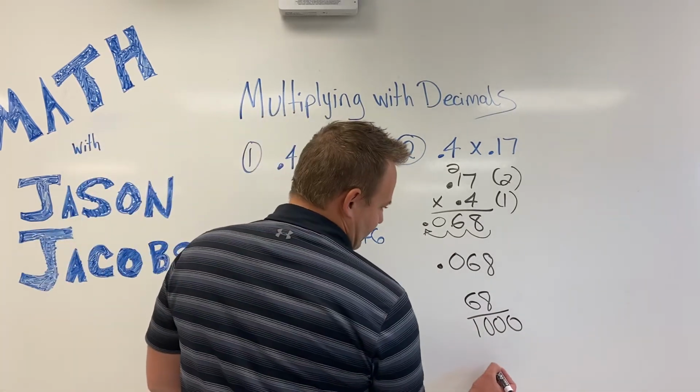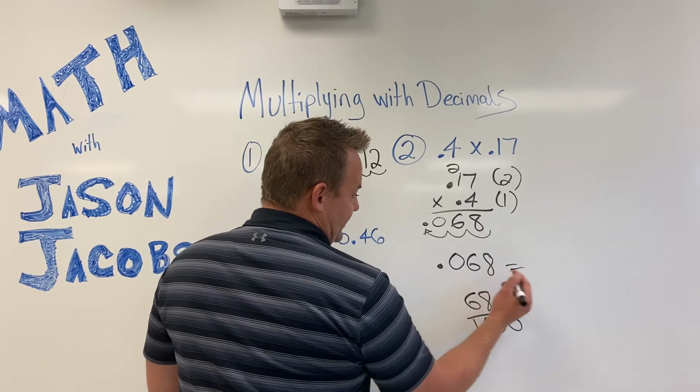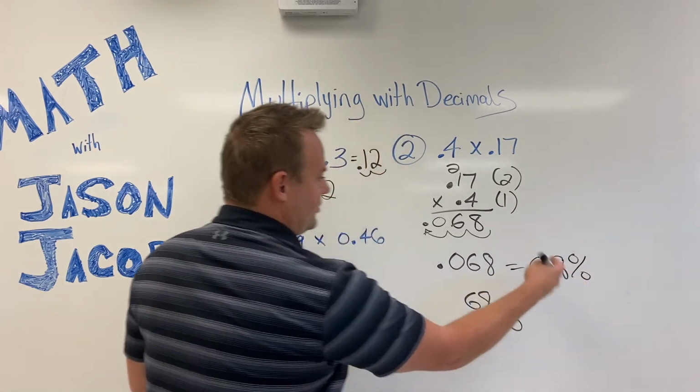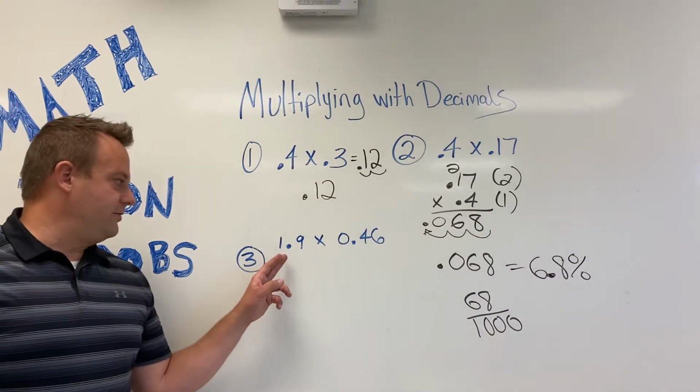Or move the decimal over 2 places to get it as a percent, 6.8%. All these are equivalent, and you'll learn them later. Let's go on to number 3.